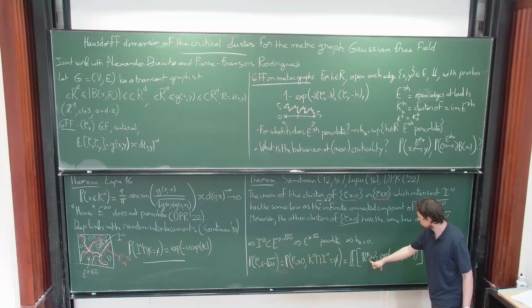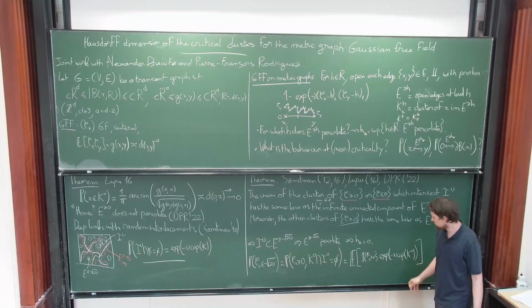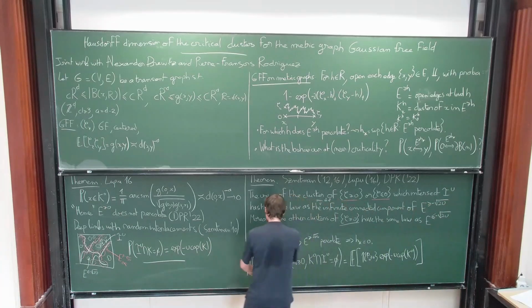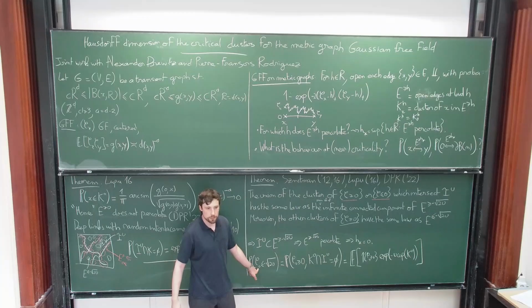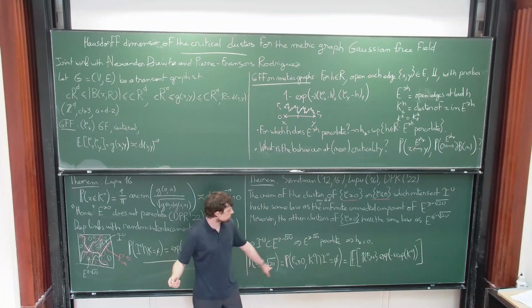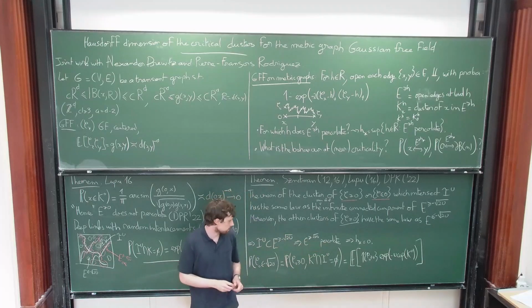This costs you nothing, because if phi 0 is negative, this cluster is just empty, so the capacity of the empty set is 0. It doesn't cost you anything to have this indicator here. And so the Laplace transform of your capacity is the same as this left-hand side. And what is this left-hand side? Well, this is something really simple. Phi 0 is a Gaussian, so this is just the tail of a Gaussian, and its variance is the Green function. So this is a really explicit formula for the tail of the capacity.